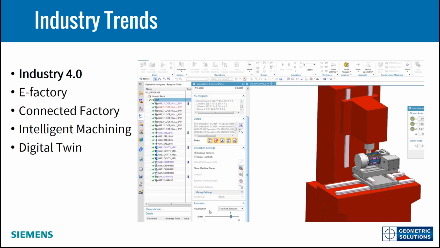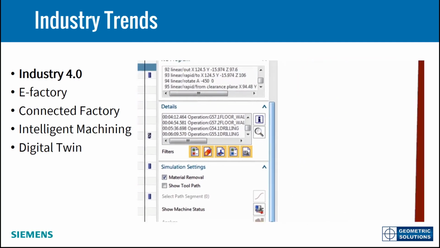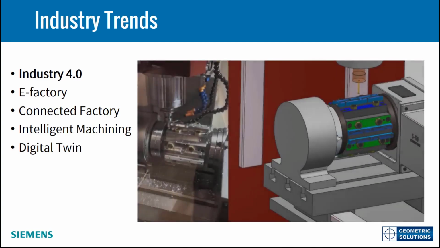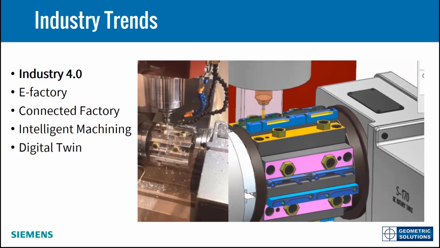Well, the biggest thing is Industry 4.0. You can see some other names that are listed. There's eFactory, intelligent machining, or the one that I like the best is digital twin. Because digital twin is really what that is. It's all about making a virtual world to exactly match what's happening in the real world. That way we can be very confident and assured in our processes before we go into production.